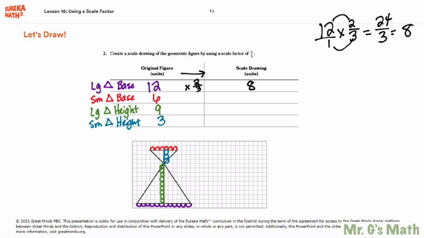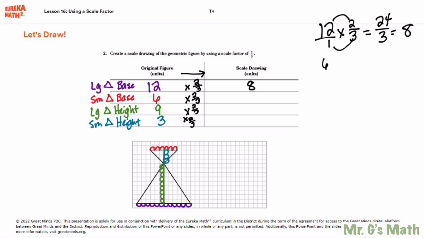So when I redraw this, I'm going to start with the large triangle, and I'm going to draw a base that is exactly 8 units long. Okay? And we're going to go ahead and do the same thing for all the rest of these. It's a scale drawing, so they're all proportional. They all have the same constant of proportionality.